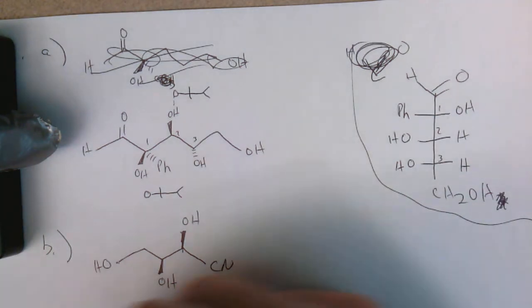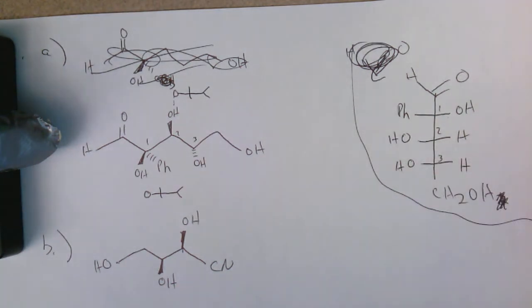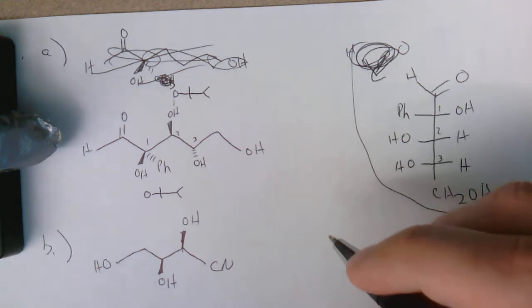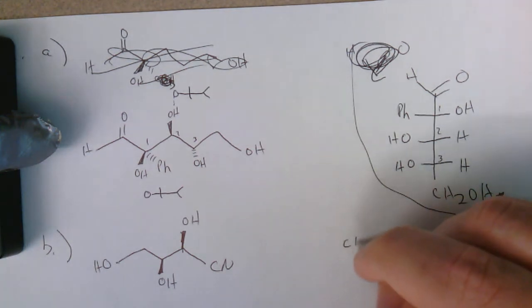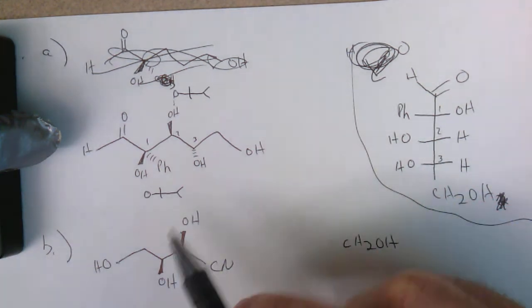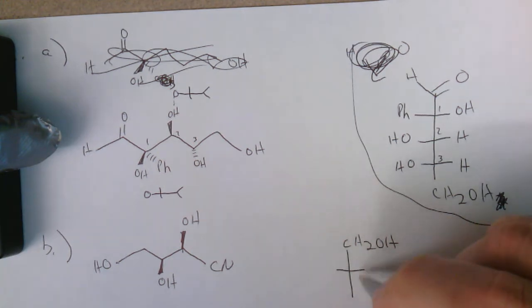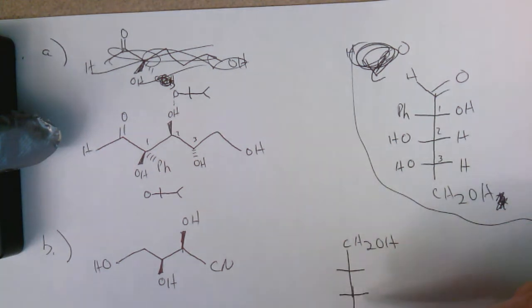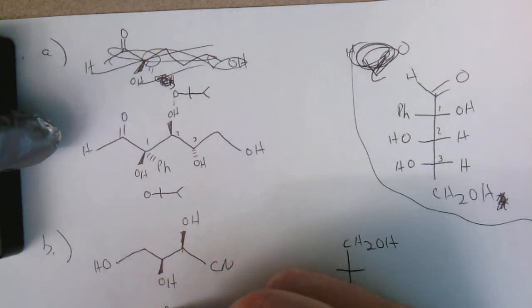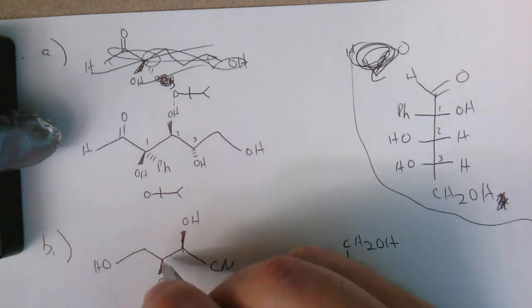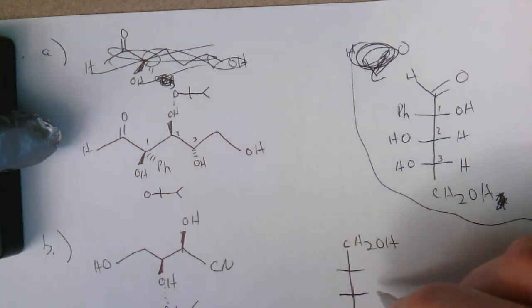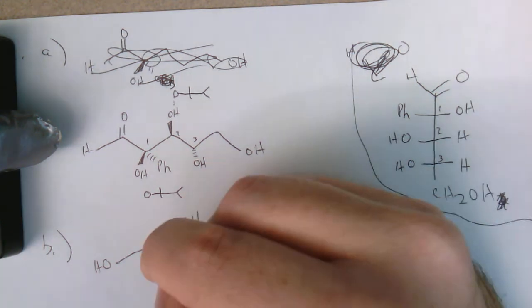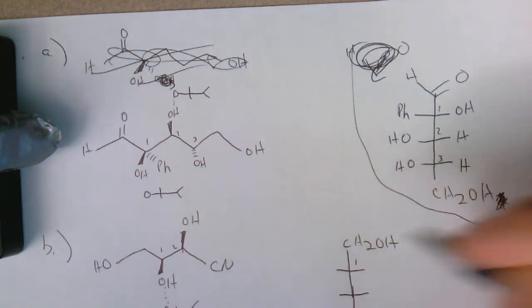Let's do B now. So for B, I'll put my alcohol at the top, and then I have 2 chiral carbons, 1 and 2, and then I just have my C triple bond N at the bottom. Okay, so looking at this carbon from underneath, this would be coming out of the page, which would be my right hand. Okay, and this is carbon number 1.